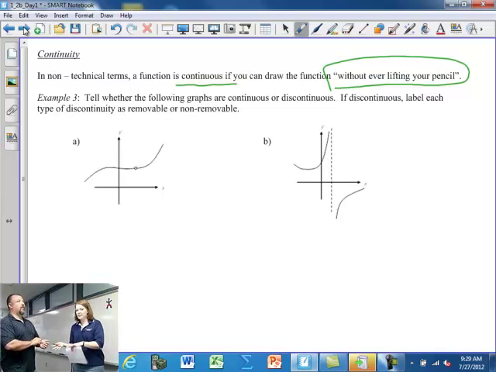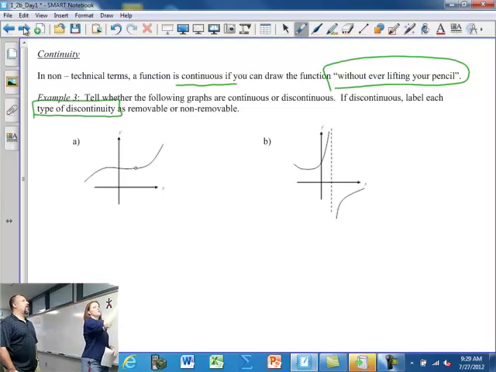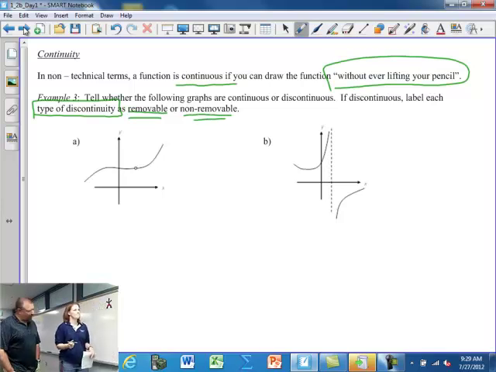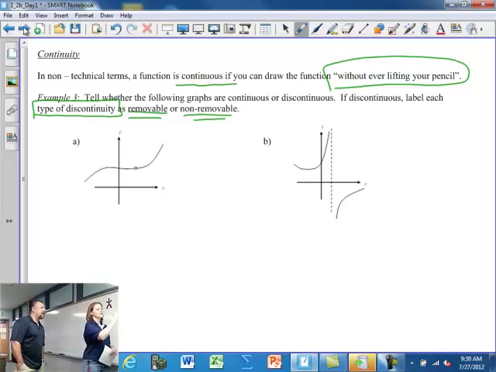All right, so this is an absolute. You are either continuous or you are discontinuous, not continuous. Okay, so first thing we want to figure out is is it continuous or not? And then if it's not continuous, if it's discontinuous, we've got some different types of discontinuity that we're going to talk about. One is removable, the other is not removable. And there's really only one kind of removable, so everything else is non-removable.